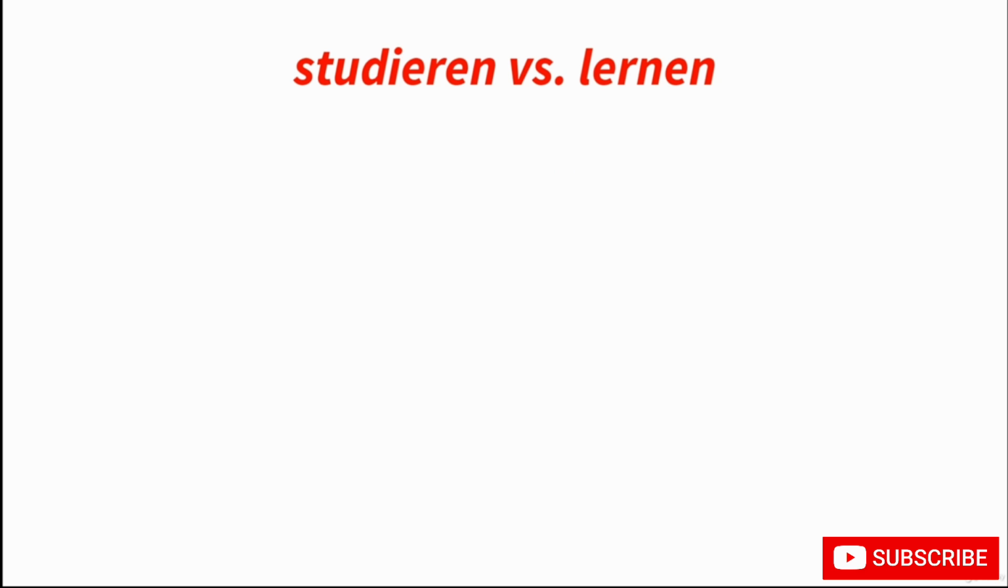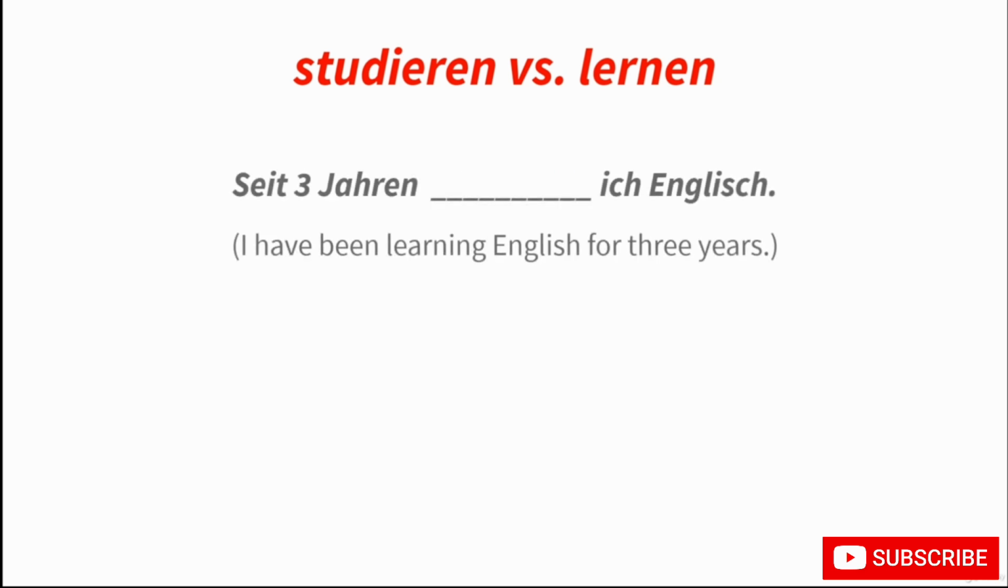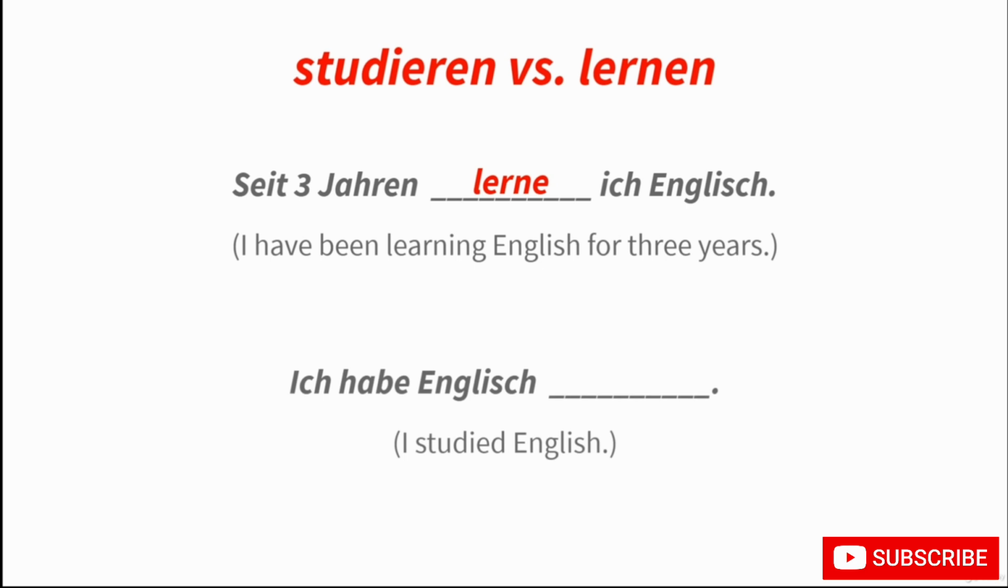Let's make another one. I have been learning English for 3 years. What do you think is the answer? It must be lernen. Why? Because we have been learning something. It's about learning, not studying. The last one, I studied English. The answer is studieren. Why? Because we have studied English at a university.